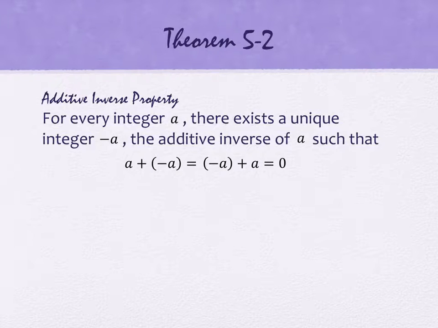Now, it's important to notice that it says for every integer A. So if I have a positive integer, then its inverse is going to be a negative integer, right? What if I have a negative integer? It's going to be positive. And are there any other types of integers that are neither positive nor negative? 0. So what would be the additive inverse of 0? 0. He's his own inverse, right? 0 plus 0 equals 0. So he does have an inverse, it's just himself.